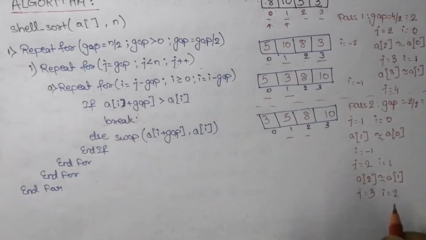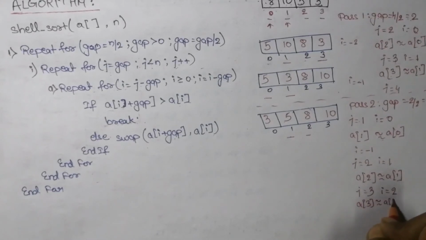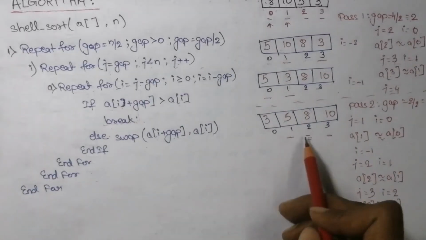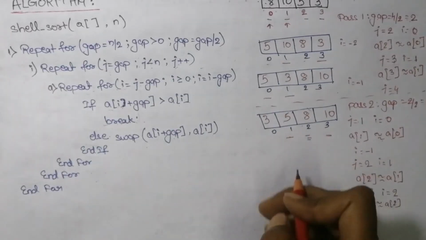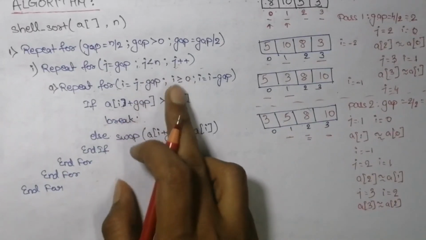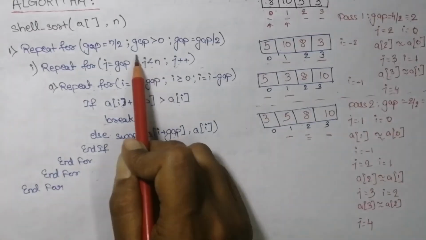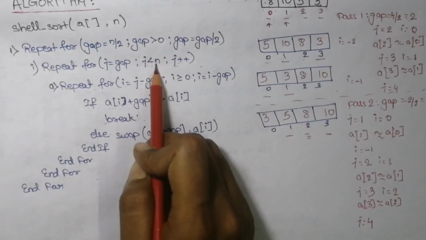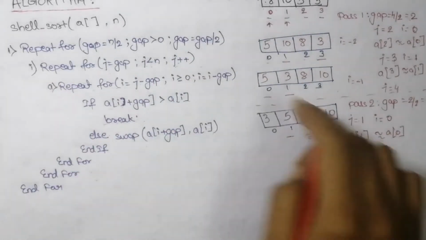Again we will compare the element at the third index with the second index. That means we will compare this element with this element. But here also 10 is greater than 8, so there is no need of swapping, and we will break from here and then we will set j equals 4, right? Now this condition is violated, that means 4 is not less than 4. So we will come out of this loop and we will set gap equals gap by 2.